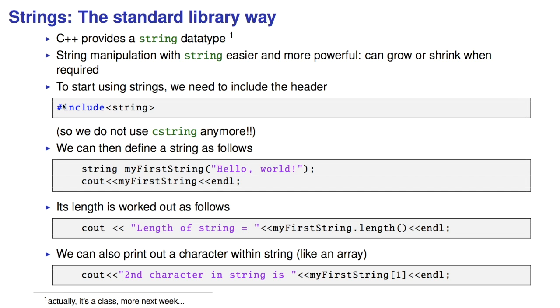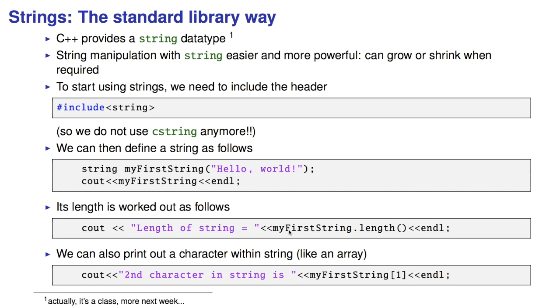To start using strings, you need to include a header, #include <string>, rather than #include <cstring>. So we don't use cstring anymore. And then you can, for example, declare a string like that. I could have done it with curly brackets as well, which I probably should have done and changed over here. And then you can output a string as easily as you can output a C-string.